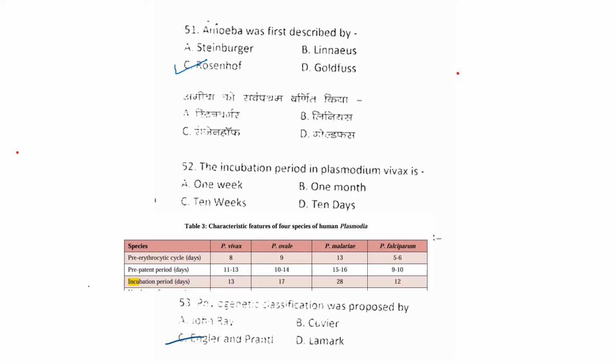So there are four main species of Plasmodium: Plasmodium vivax, Plasmodium ovale, Plasmodium malariae, and Plasmodium falciparum. So all these have a different incubation period. As we can see, in case of falciparum, the incubation period is 12, whereas P. malariae has the highest incubation period of 28 days. Ovale has 17, and the incubation period of P. vivax is actually 13 days.